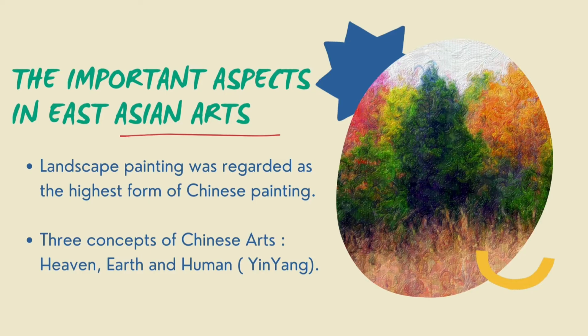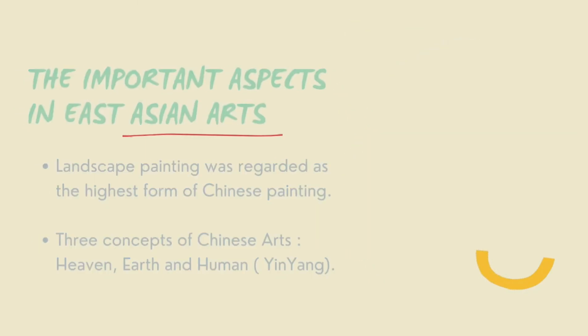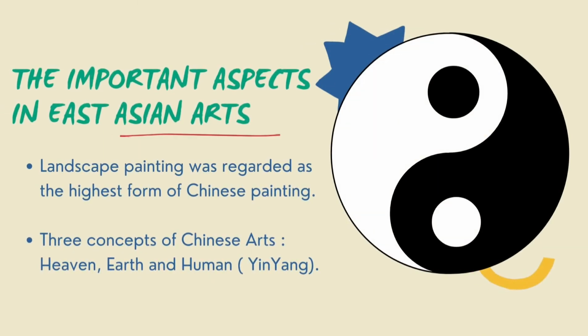Now the important aspects in East Asian arts: landscape painting was regarded as the highest form of Chinese painting. We have here three concepts of Chinese arts: heaven, earth, and human, or yin yang. Do you know what yin yang is? Do you have any idea what yin yang looks like? Look at the next picture. So here is yin yang. There's light and dark, day and night, good and evil, yin and yang.